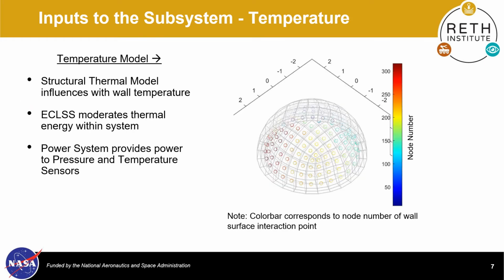The temperature model is affected by both the structural thermal model and the ECLIS subsystem. The structural thermal model influences the temperature distribution within the interior airspace by providing the wall temperature of the internal surface of the structural wall. The ECLIS subsystem moderates the thermal energy within the system, providing heating or cooling as necessary. Both the pressure and the temperature model are dependent on interactions with the power subsystem, as the power subsystem provides power to both the pressure and temperature sensors within the interior environment.